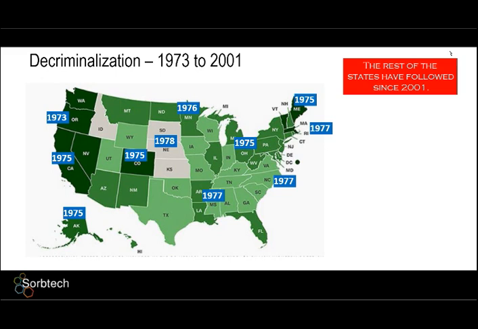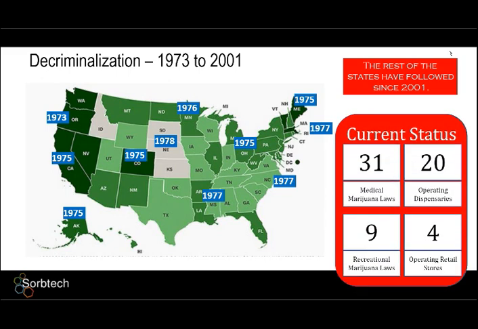Now, the rest of the states have followed since 2001, and the current status is that 31 states, and this includes D.C., have medical marijuana laws that permit its use. 20 of these states have operating dispensaries. 9 of the states have recreational marijuana laws, and 4 have operating retail stores.